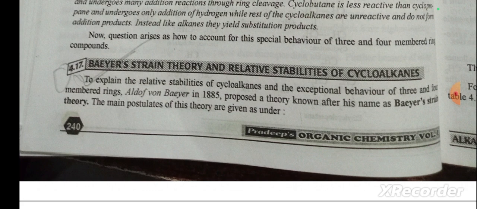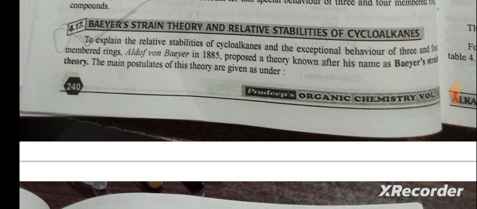Strain theory and the relative stability of cycloalkanes. To explain the relative stability of cycloalkanes and the exceptional behavior of three and four membered rings, Adolf von Baeyer in 1885 proposed a theory known after his name as Baeyer strain theory. The main postulates of the theory are as under.